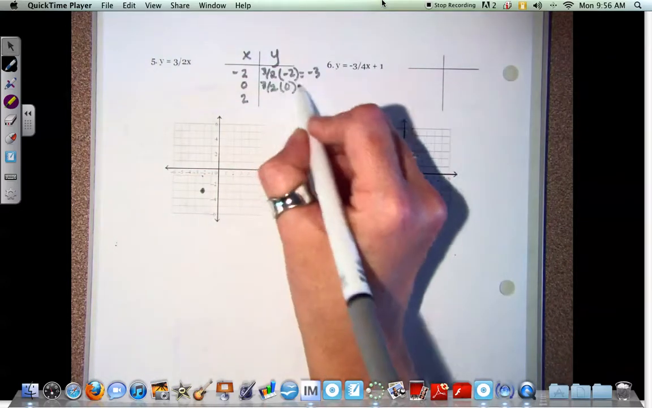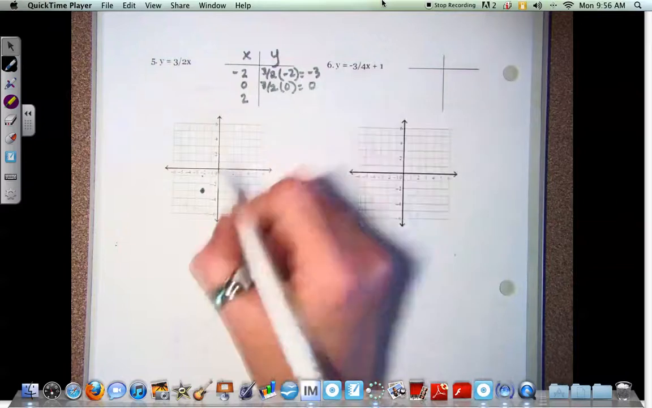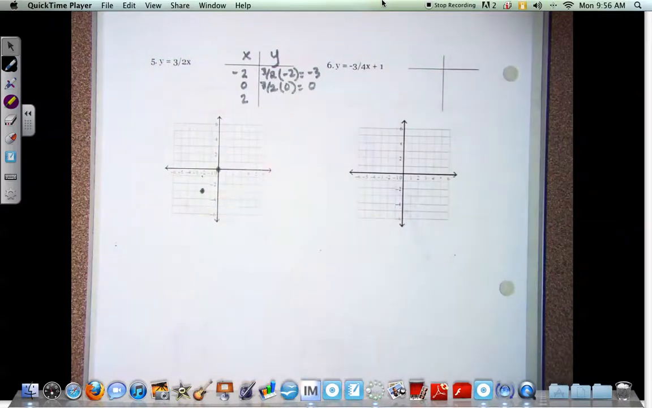3/2 times 0. 0. It's actually a Spanish word for zero. I didn't know that one.